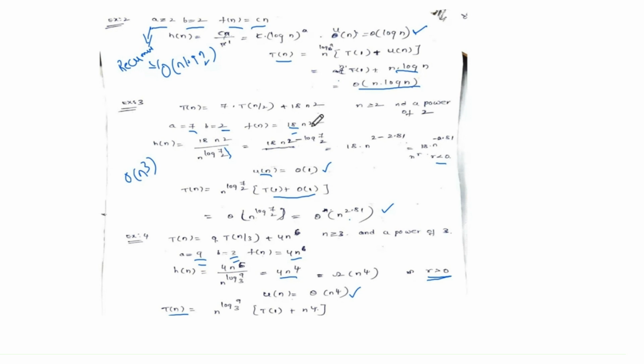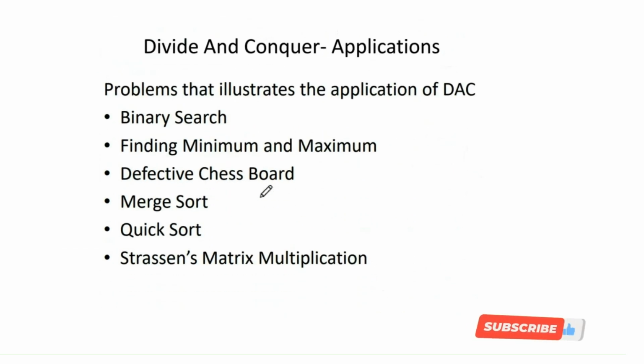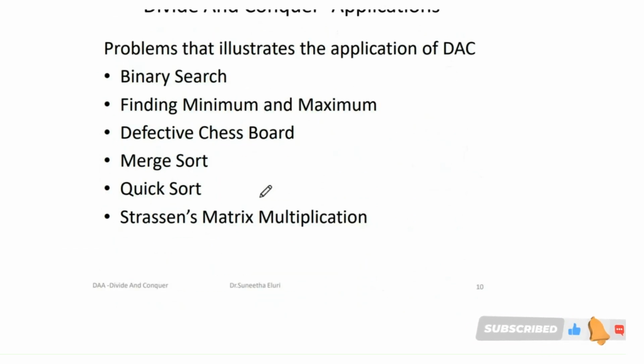We have seen the 3 different cases. One is n power r, where r is less than 0, and the other one is equal to 0, and the other one is greater than 0. Fine. So these examples are covering the 3 scenarios. So this is what divide and conquer is. So divide and conquer can be applied to solve many problems.